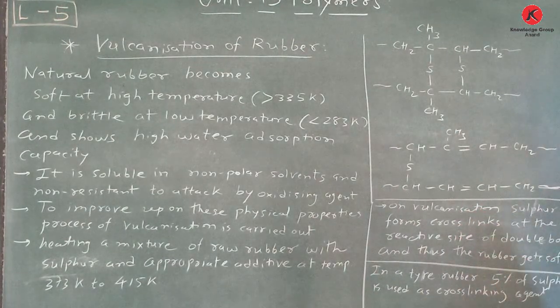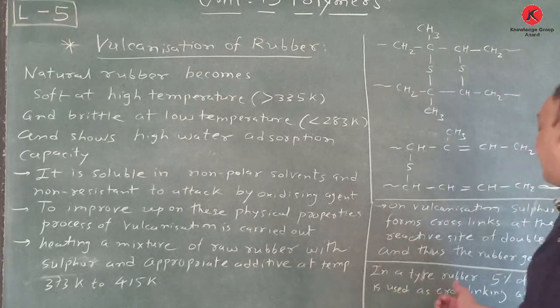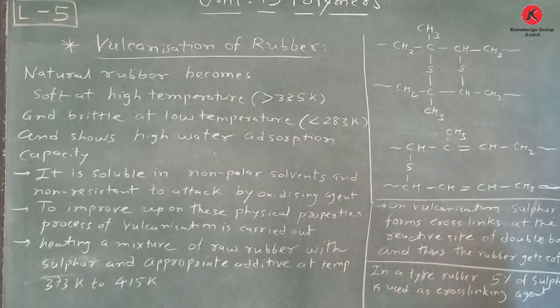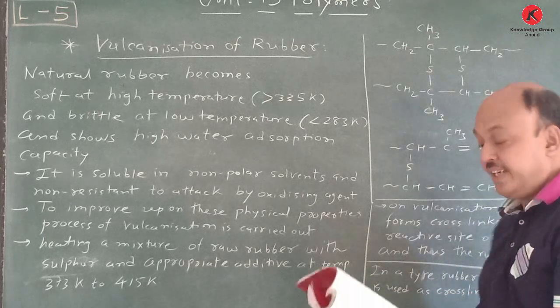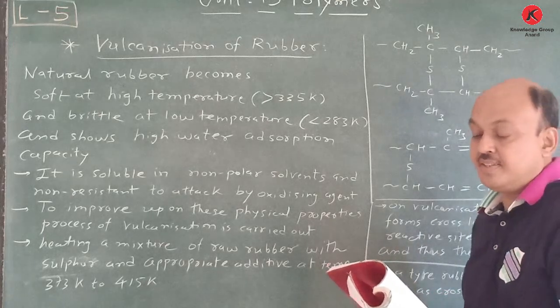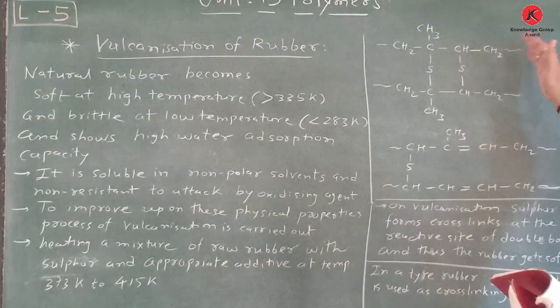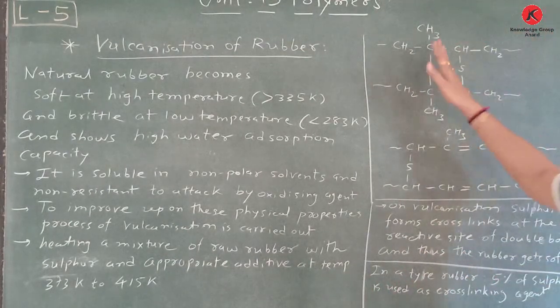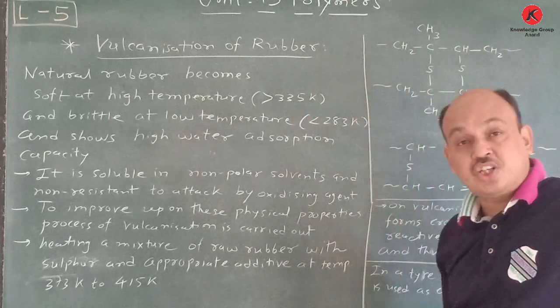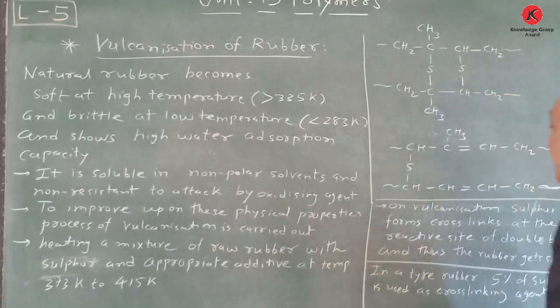Which one is a cross-linking agent in a tire rubber? So 5% sulfur is used as a cross-linking agent. Underline this, it's very important. The possible structures of vulcanized rubber molecules are depicted as follows. This is all about vulcanization of rubber. This process is very important.